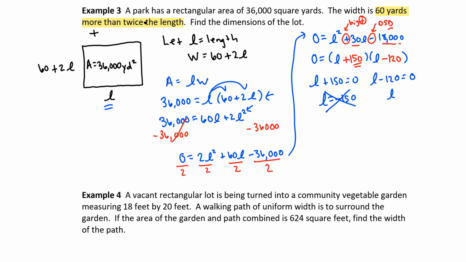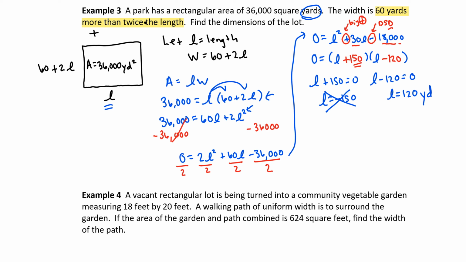Now, on the other hand, when I add 120 to both sides, I do get a positive number, and positive length makes sense. So we can say our length is 120. Remember that in the problem, yards were our unit of measure, so we have 120 yards for the length.